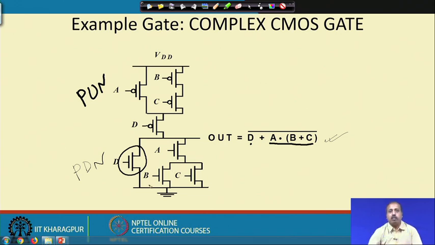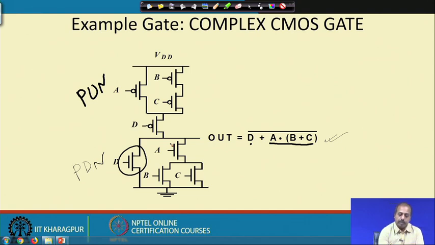Given any logic expression, you can directly draw the pull down network: for every plus symbol, the corresponding portions of the circuit will be in parallel to each other, and whenever we have a dot or AND, those portions will be in series with each other. Once we have completed the pull down network, we have to draw the pull up network, which is just the complement of the pull down network. Whatever is in series in the pull down network will be in parallel in the pull up network, and whatever is in parallel in the pull down network will be in series in the pull up network.